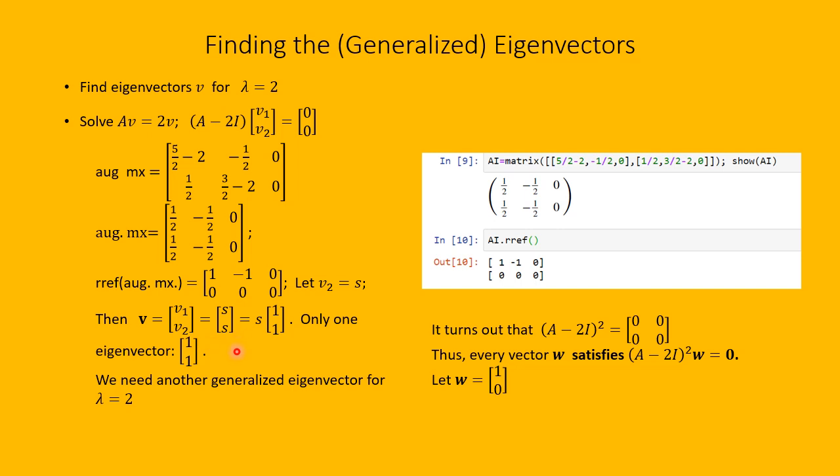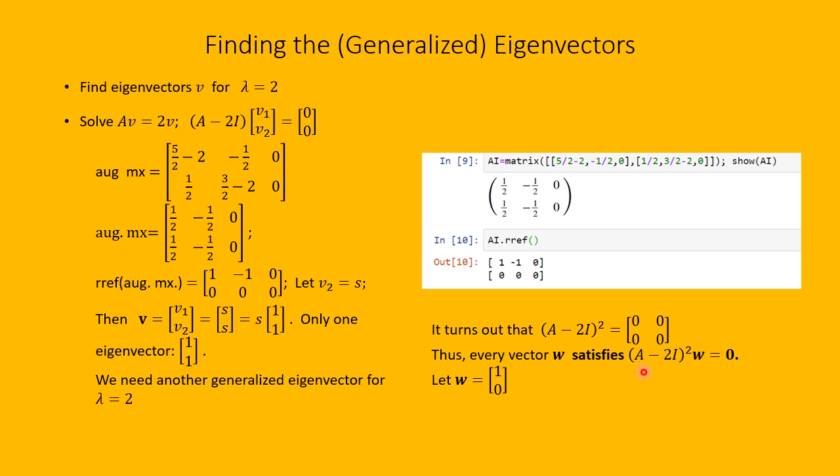So then the next question is, we need a second vector. We need a generalized eigenvector for lambda equals 2. So what we need to do then is to solve (A minus 2I) squared times that generalized eigenvector W equals 0. Well, (A minus 2I) squared just turns out to be the 0 matrix. So what we have here is 0 times W equals the 0 vector. Any vector W would satisfy that equation.